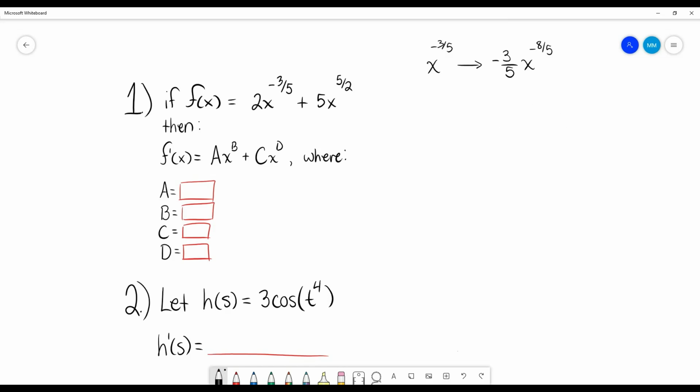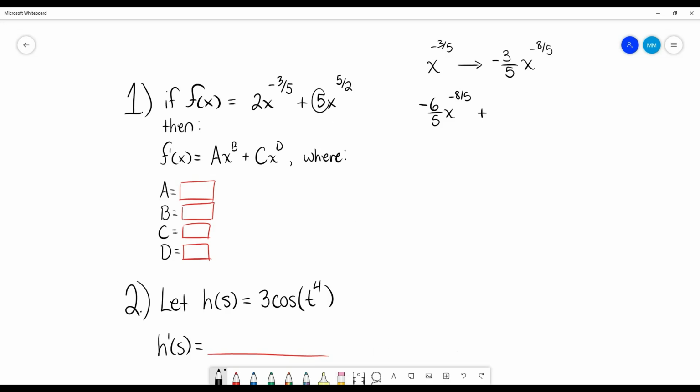And now, since we saw that there's a coefficient of 2 right in front, we're just going to multiply that back on. So because there's that 2, I'm going to do 2 times that. So 2 times negative 3/5 is going to be negative 6/5. Then it's still times x to our negative 8/5. So we've got our first term already. And then it's just going to be plus whatever this derivative is.